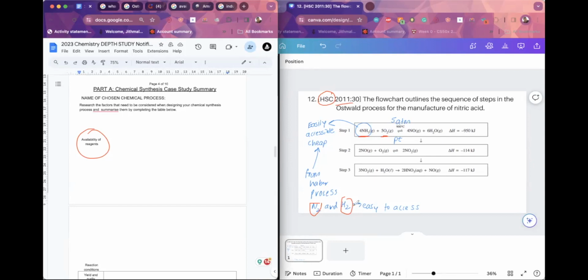With hydrogen, we can easily get it either from electrolyzing water, or by removing it from a natural gas such as methane. But just know that ammonia is very easy to access. You said that this is relatively available.